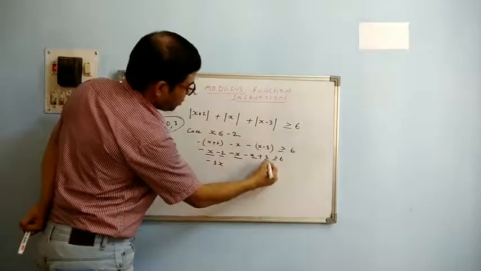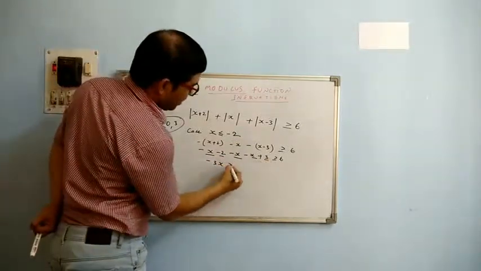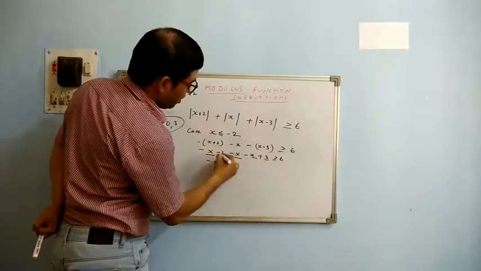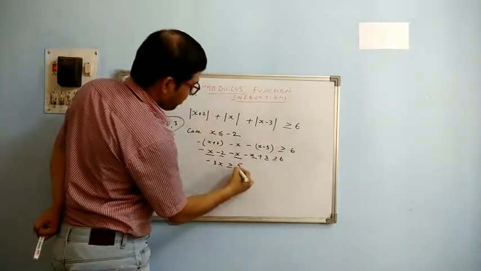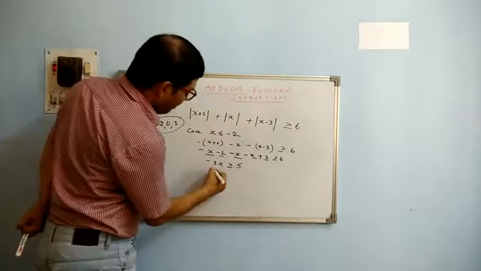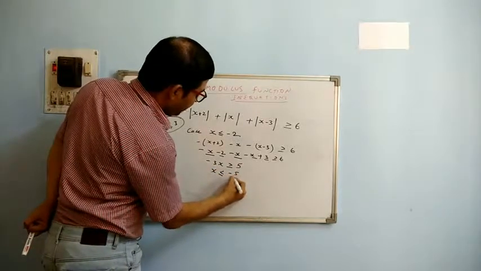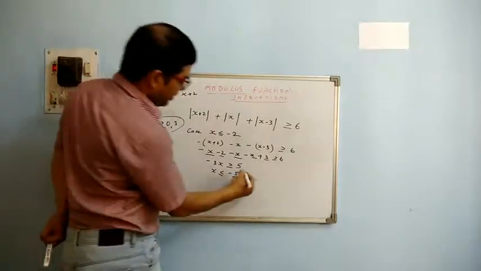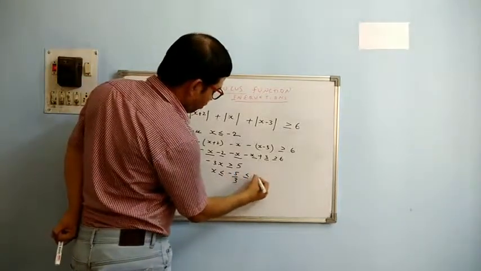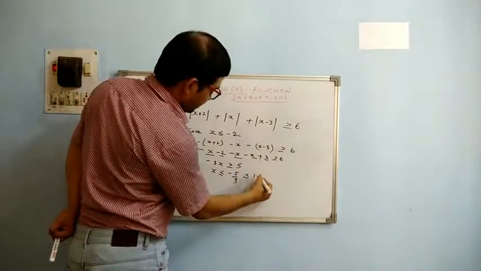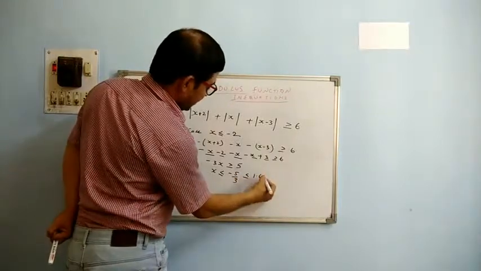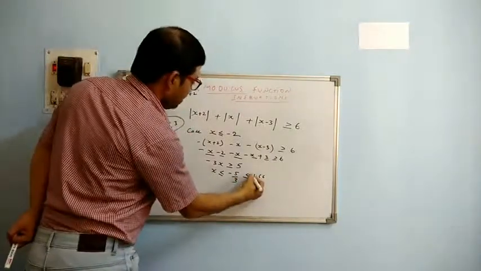This is what? Plus 1. So it is greater than or equal to 5. So we can say x is less than or equal to -5/3. What is that? That is equivalent to -1.66, like this, minus of this.